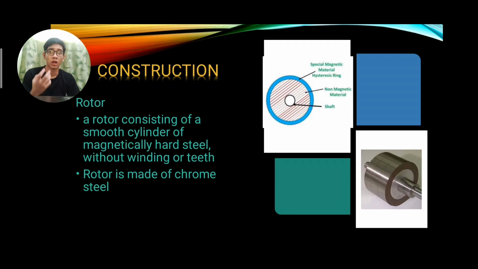For the rotor, it consists of a smooth cylinder of magnetically hard steel without winding or teeth. The rotor is made of chrome steel. Why use chrome steel for the rotor? Because this motor has favorable features such as constant torque, low startup current, and noiseless operation. However, low efficiency and low power factor are common deficiencies of hysteresis motors. A suitable rotor substance and accuracy in design considerations are needed. In general, the magnetic property of the rotor material is the most important and plays a key role in the hysteresis motor performance. Get it? Okay.